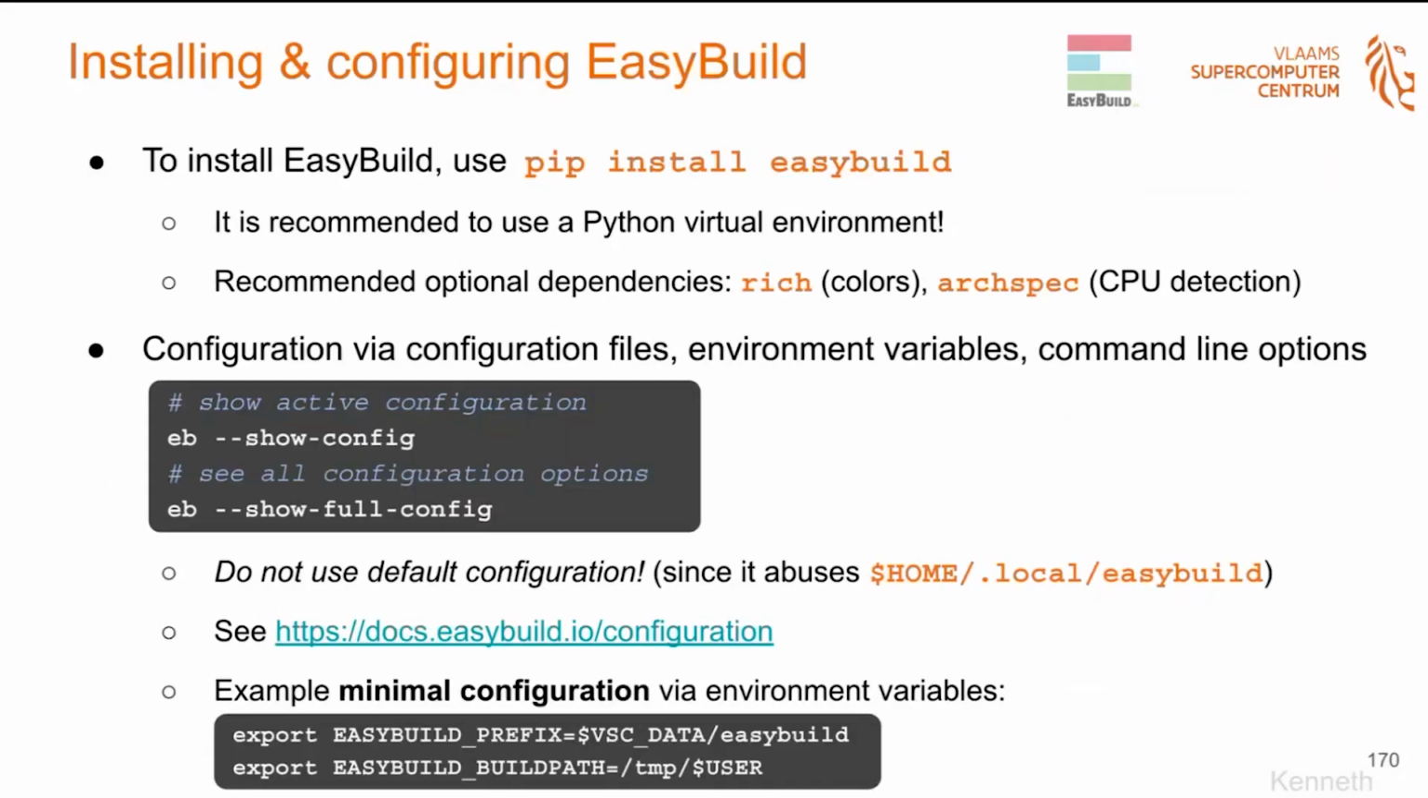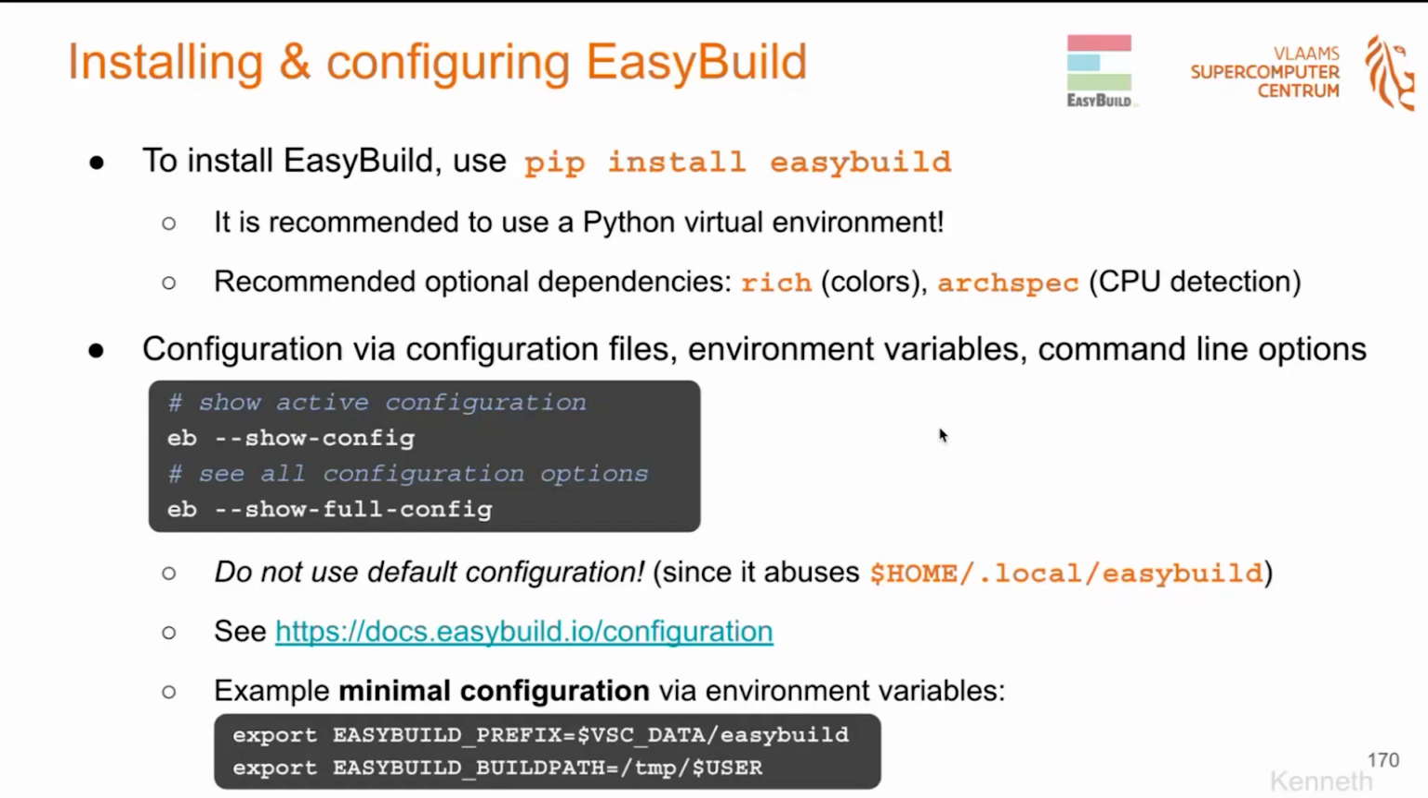So to start with, if you want to start using EasyBuild, you'll have to install and configure it. EasyBuild itself is a Python package. You can just use pip install to install it. So that's quite easy. As Stephen explained, it's a good idea to do this in a virtual environment, so it's sort of isolated and you're in full control over the installation itself and the dependencies.